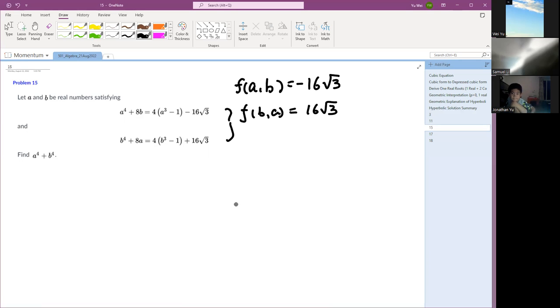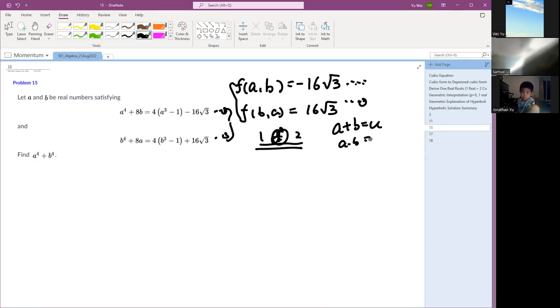I tried different things. What I'm trying is I want to see this. I didn't figure it out. This is the first approach I did. The second one: this is equation 1 and this is equation 2. I'm trying to do equation 1 plus 2. I'm trying to do the variable replacement. I try A plus B as a variable U and A times B as a variable V, like Vieta's, trying to replace it. And it also doesn't work.